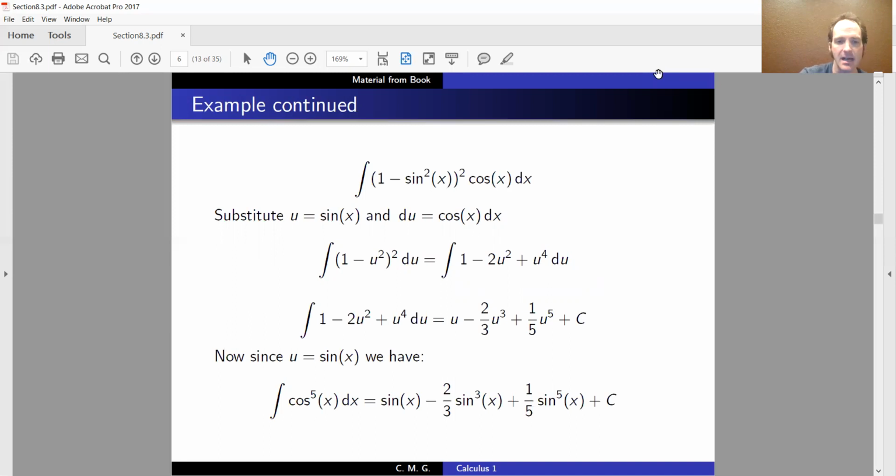Now since u is sine, I replace all those with sine. So I have sine of x minus 2/3 sine cubed of x plus 1/5 sine to the 5th of x plus c. Now you'll notice this is sort of messy, and I can always go back and check that I actually have the right thing. So I differentiate this term. If I differentiate that, I should get cosine to the 5th of x. And it turns out that I actually do get cosine to the 5th of x out of this term.